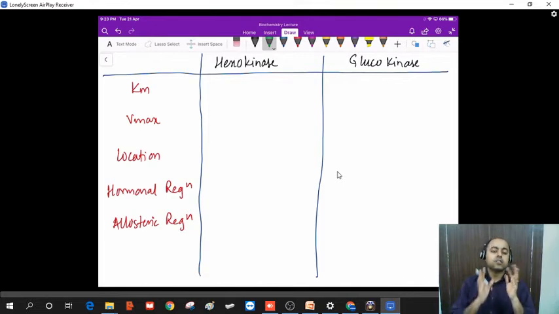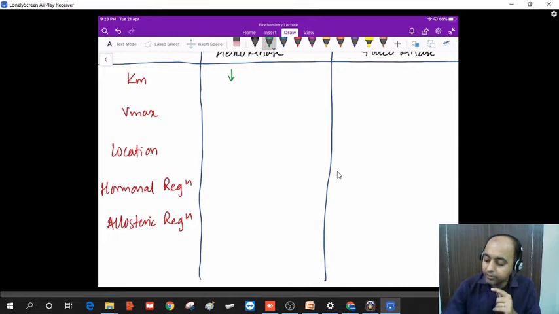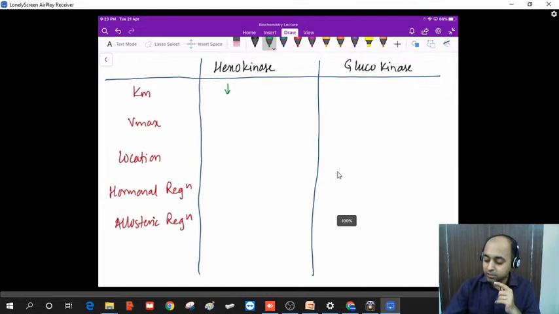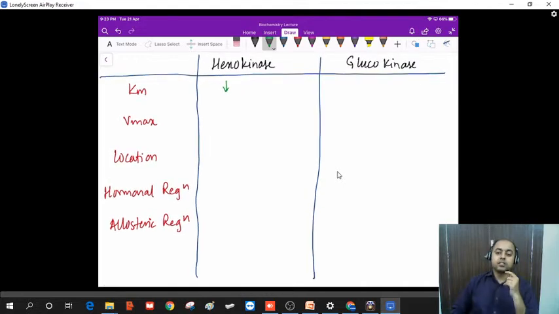Hexokinase has good affinity for the glucose. All right. So good affinity means low Km. We had seen the Km and affinity are inversely related. So when I say good affinity, this means low Km. For glucokinase, the affinity is less. So Km is high. Now let's look at the Vmax and the allosteric regulation. Then the picture will become clear.